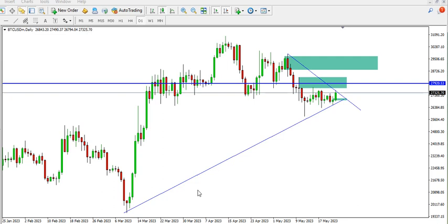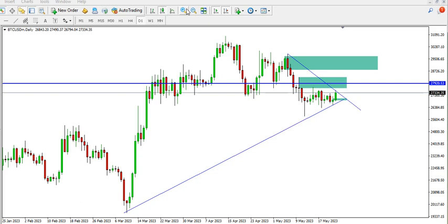Today we'll be looking at how we can trade BTC USD, US oil, and Nasdaq 100 on the smaller time frames. But before we go to the smaller time frames, we are going to take a look at what has happened on the higher time frames.